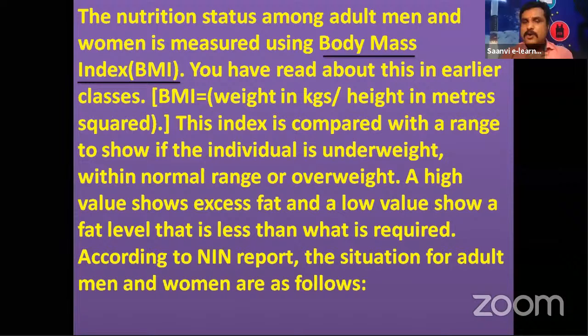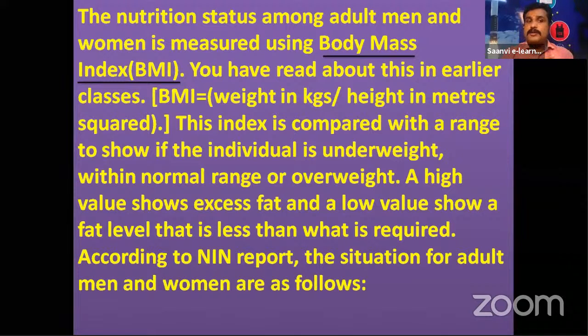Okay, weight less or more. Within normal range or overweight, a high value shows excess fat and a low value shows the level that is less than what is required. Okay, one more: BMI, body mass index. A high value shows excess fat, more fat, and a low value shows a level that is less than what is required.